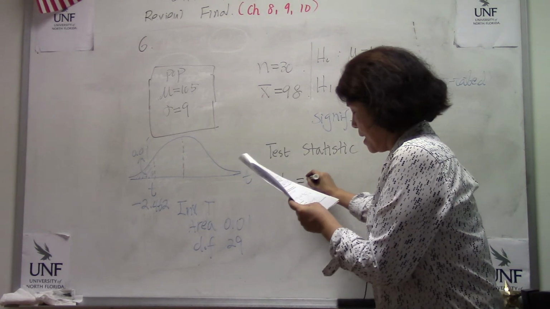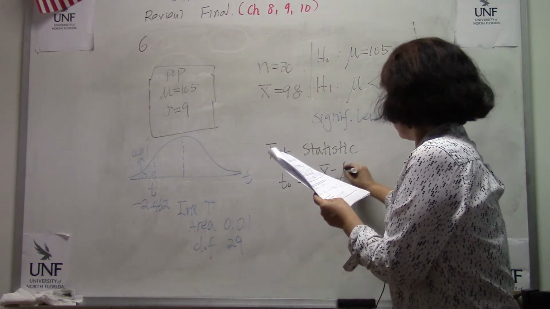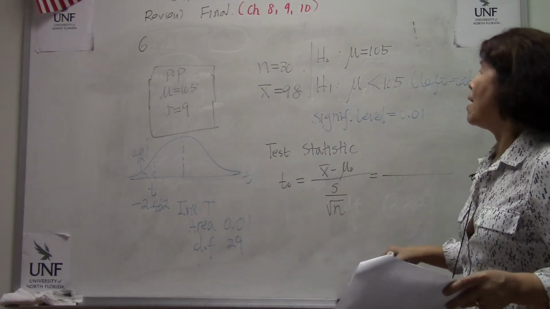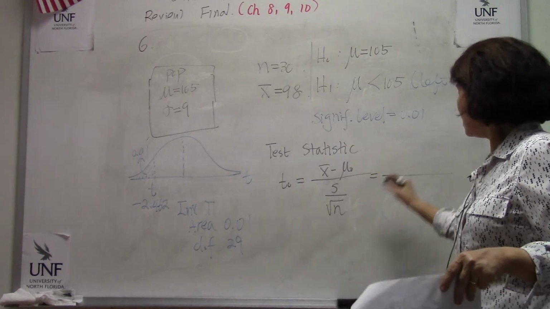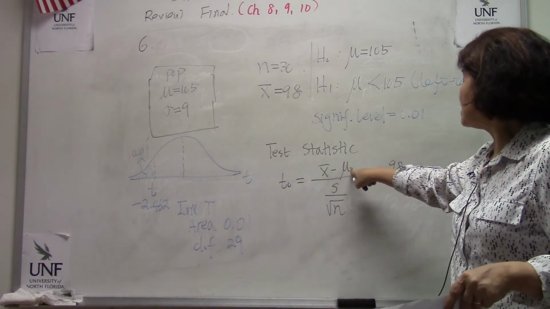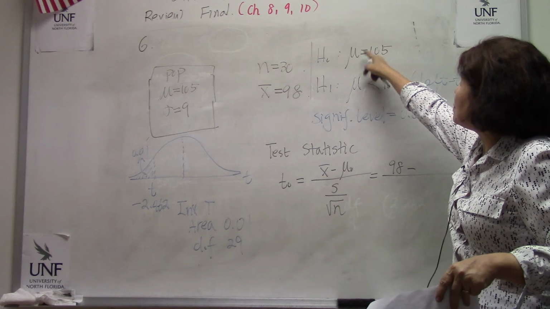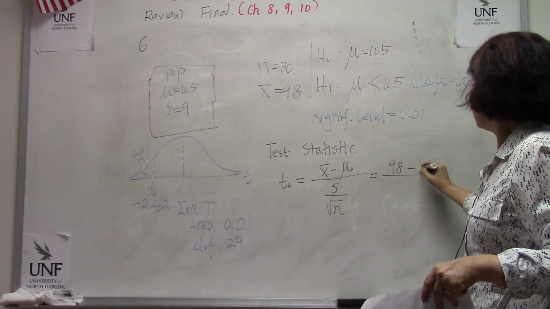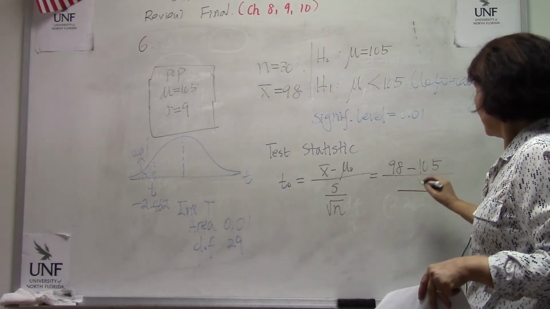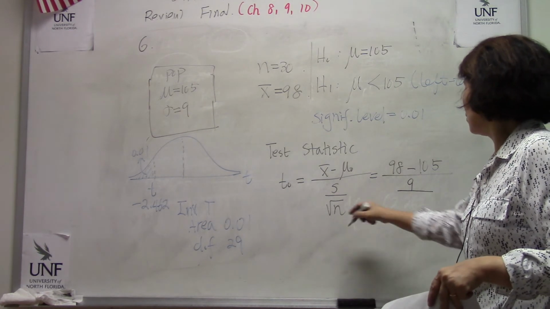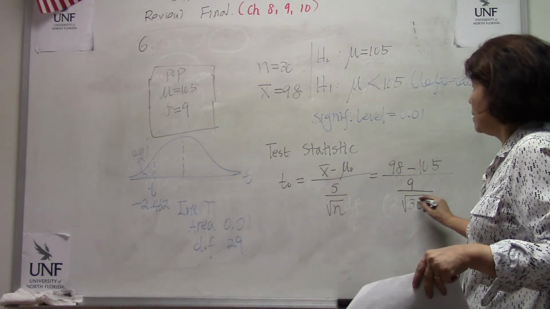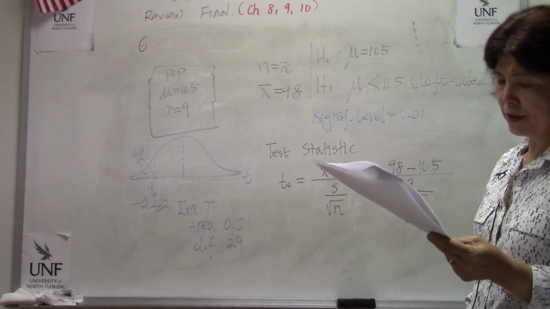The t naught is x bar minus mu naught over s over square root of n. X bar, finally we are going to use our evidence, which is 98, minus mu naught. We do not see mu naught, but this naught means the mu value that is used in H naught, which is 105. Okay, S is 9, and the square root of n, that is square root of 30.